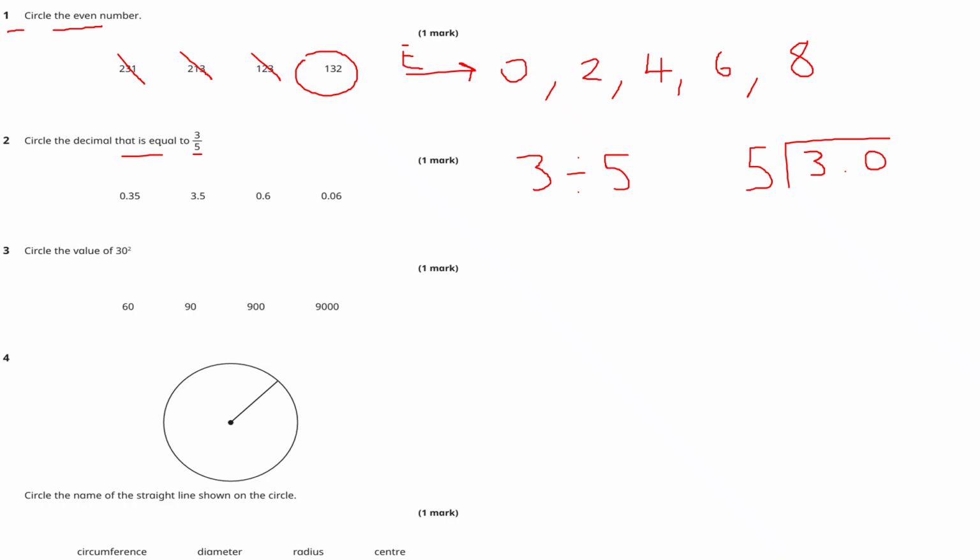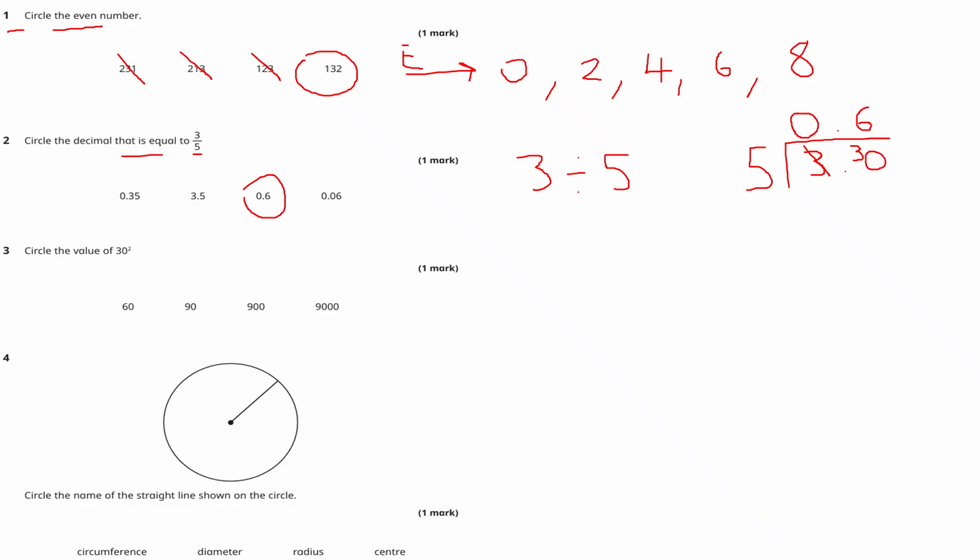So 5s into 3 don't go because 5 is larger than 3. Cross it off, you carry it forward. Decimal point lines up. 5s into 30 go 6 times. So our answer is 0.6.